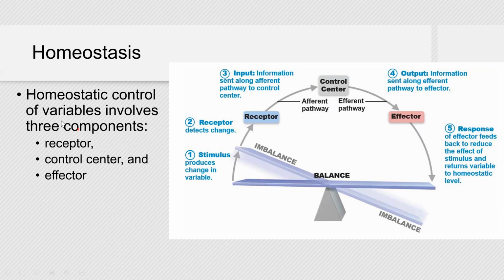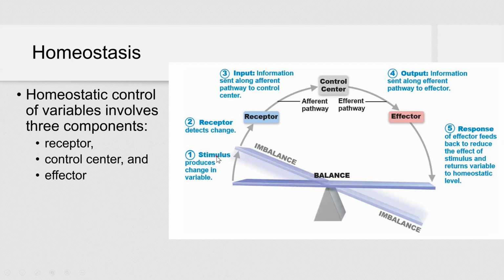So homeostatic control of variables involves 3 components: receptor, control center, and effector. We already know that homeostasis is balance in your body. So it's shown here on the scale, and your body is balanced. Now, if a stimulus is applied, the stimulus produces a change in a variable. And a stimulus is any change inside or outside of your body, right?